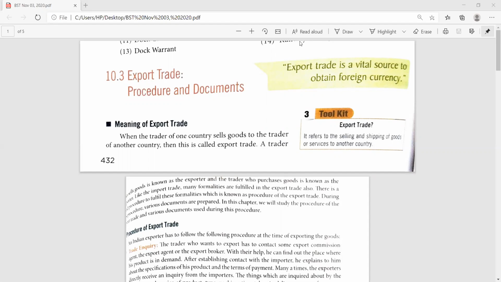The trader who sells the goods or services is known as the exporter, and the trader who purchases them is known as the importer. So please underline these points, because they are very important from a 1 mark point of view, that you may get the meaning of export trade and the meaning of exporter. Whatever procedure and formalities take place while exporting the goods is known as export trade procedure. Let's see what the export trade procedure is now.